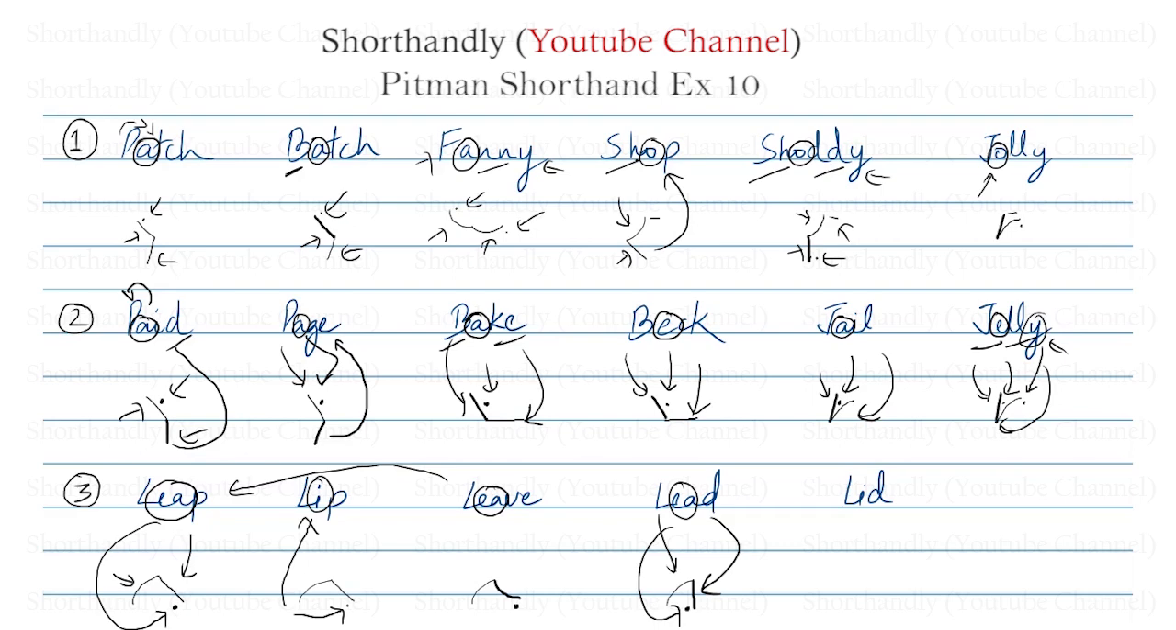Next is lid. So lid will be written like this. And this time we put the light dot because we had this little sound of E as in is vowel. And this is our L and then D. Okay, let's move on to the fourth line.